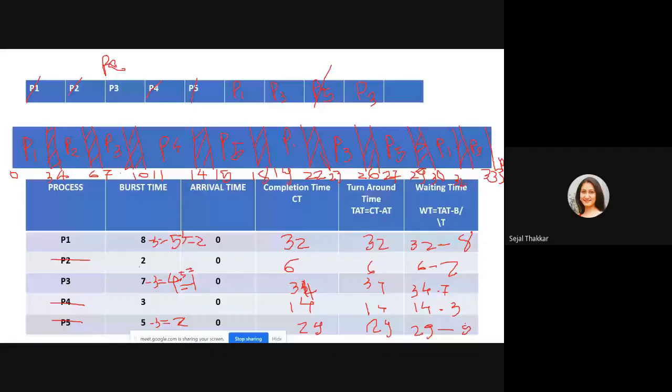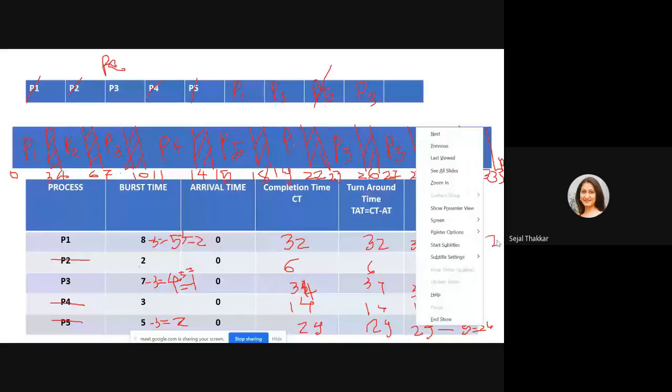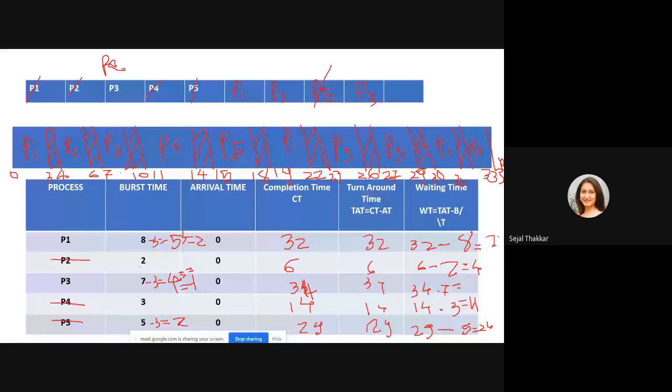So let me know what the answer is here. What will the answer be here? 27 will be the answer here. 34 minus 7. Yes, ma'am.